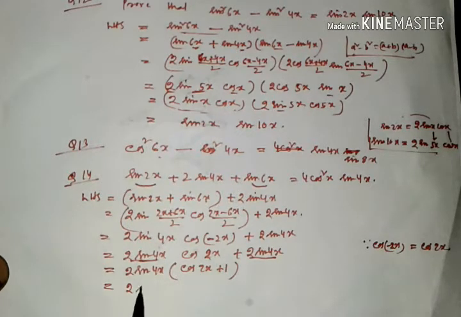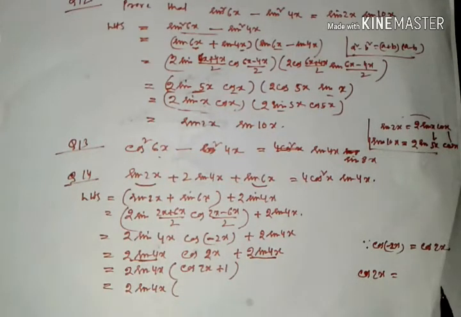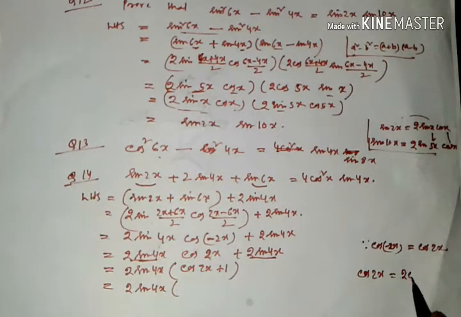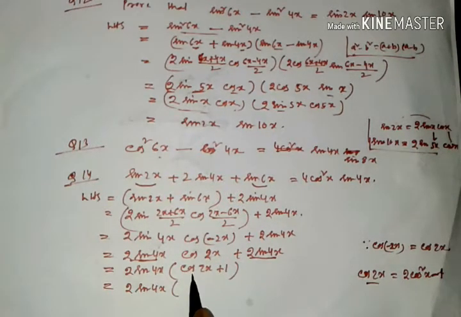This is 2 sin 4x. We know the formula for cos 2x. What is cos 2x? Cos 2x can be written in cos terms or in sine terms, but we have to solve it in cos terms because the result is in cos terms. Therefore cos 2x is equal to 2 cos square x minus 1. This plus 1 will remain the same.